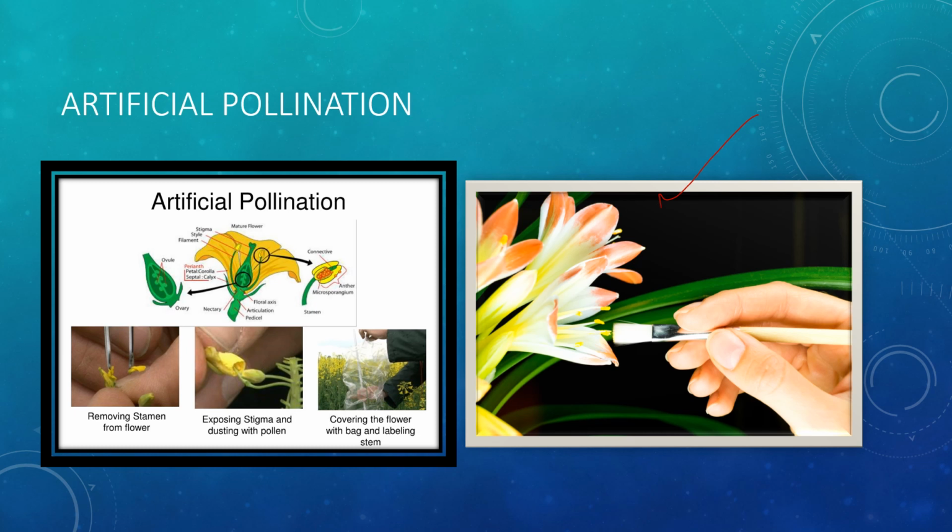So what is being done here? During artificial pollination, first we remove the stamens of a bisexual flower before they are mature. So we are removing the stamens from a bisexual flower. And what happens then?